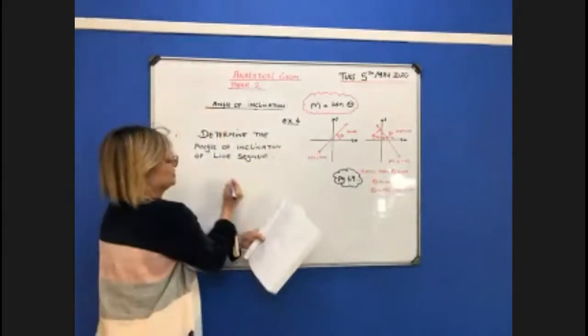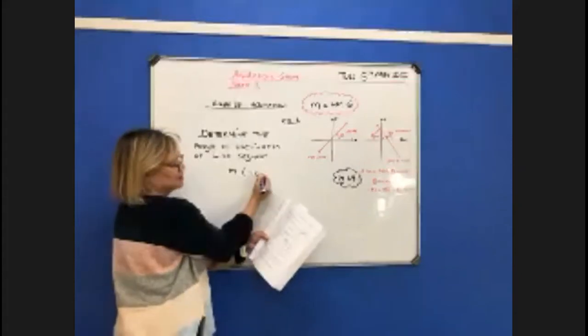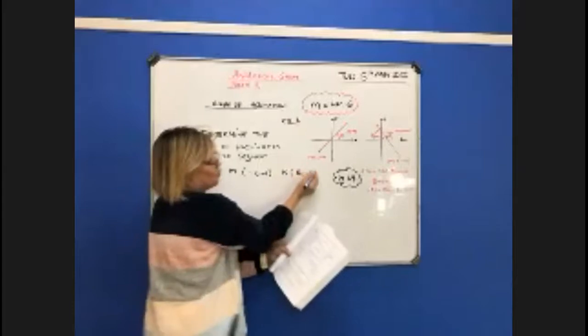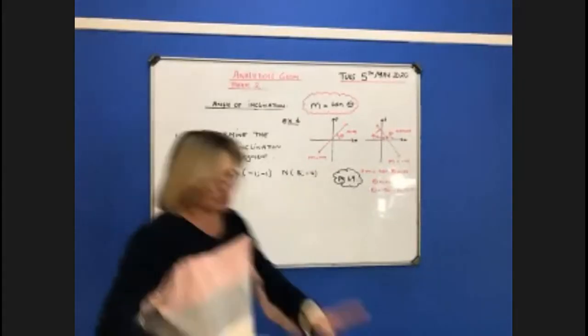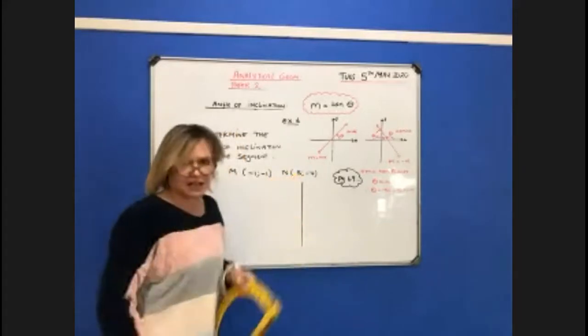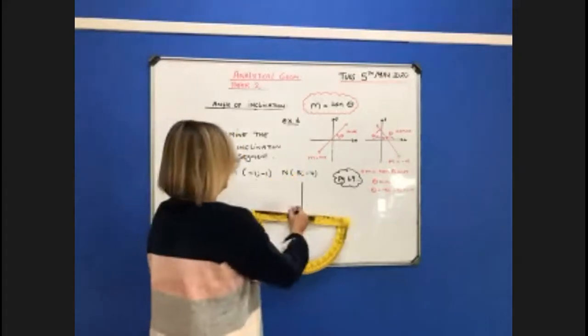They said from points M (-1, -1) and N (5, -4). Now, when you do examples, I guarantee you the diagram will be there. I've never in my life seen an angle of inclination without a diagram.